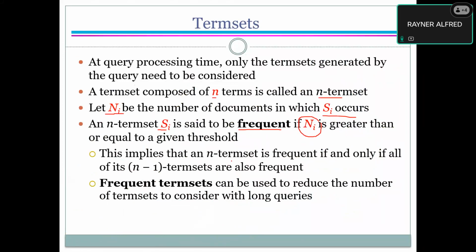Okay, and this also implies that the n term set is frequent if and only if all the n-1 term set is also frequent. For example, if you have three term set, okay, three character frequent, so that means the member of that, which is the two term set, will also be frequent, and thus one term set also frequent. So that's what the meaning here. So the frequent term set can be used to reduce the number of term set to consider with long query.